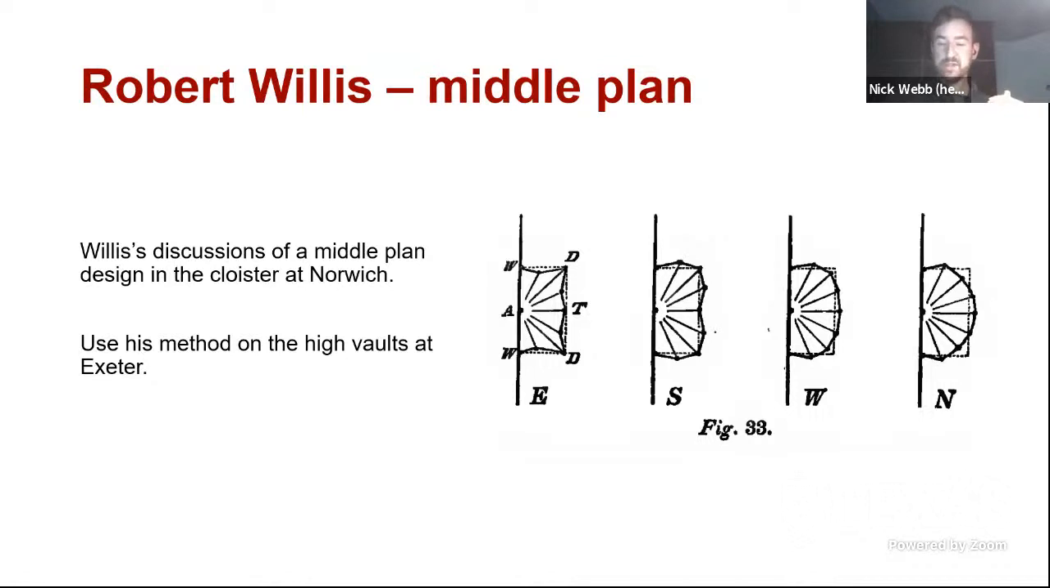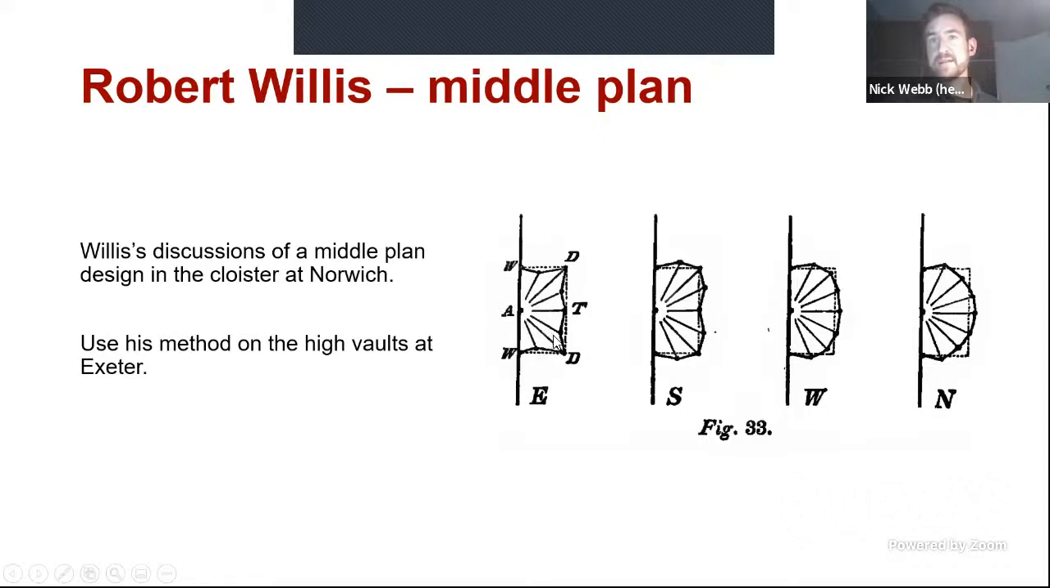And the points along the intrados of each rib are connected to form a patterning plan. And here you can see Willis's example from the Cloister at Norwich when he recorded those vaults. So here you can see the plan, the lines of each of the ribs coming out, and at about half the height, he records a little dot, and then he joins those points together, and that's what he's terming the middle plan.